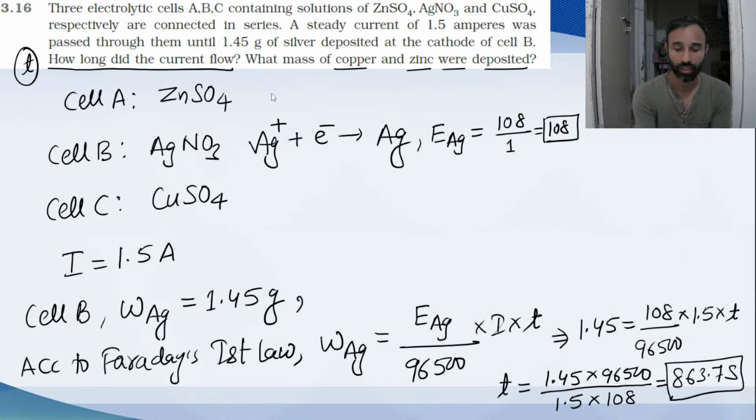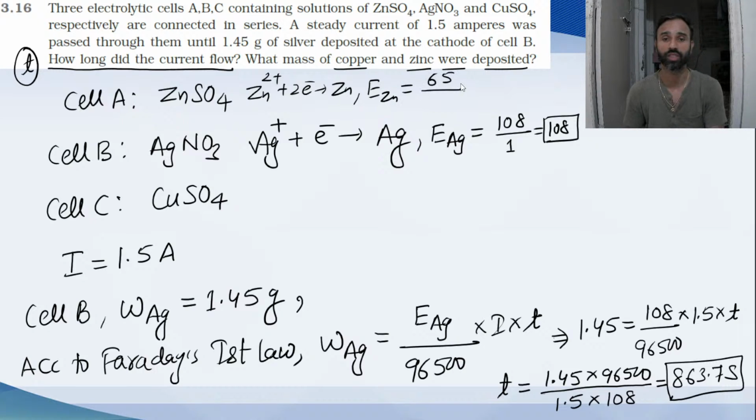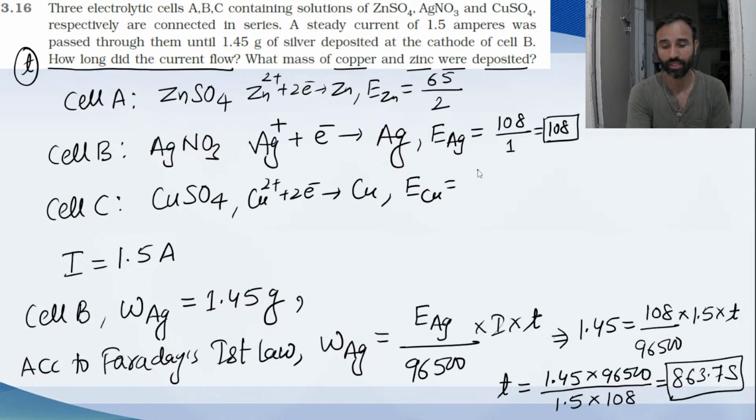See, in zinc sulfate, it is zinc 2 plus plus 2 electron to zinc. So from here, equivalent weight of zinc is atomic weight of zinc, that is 65 divided by 2. And copper sulfate, copper 2 plus plus 2 electron to copper, equivalent weight of copper is 63.5 over 2.